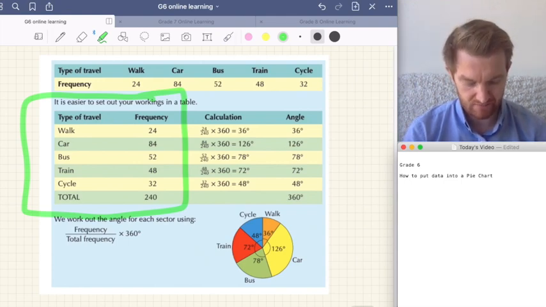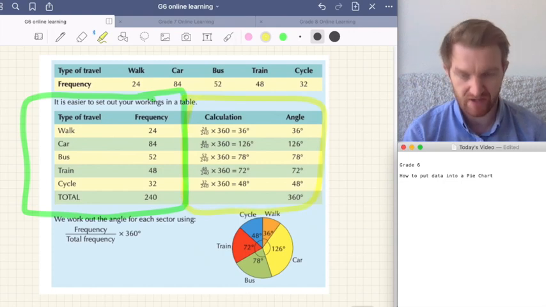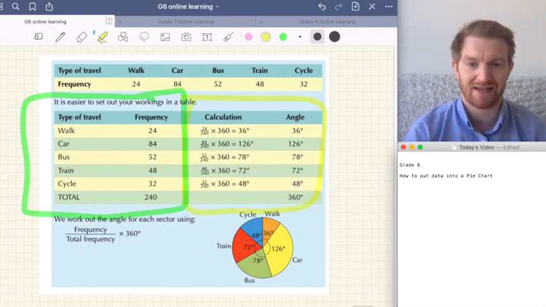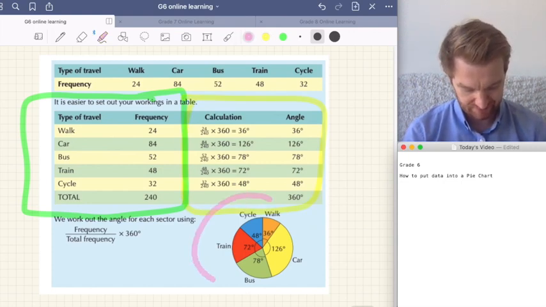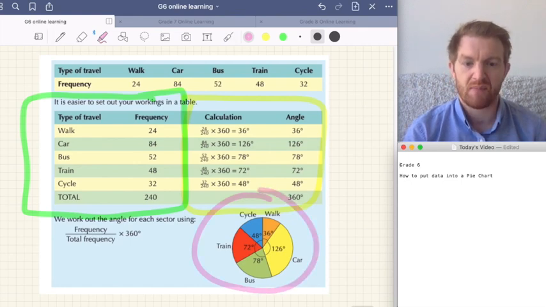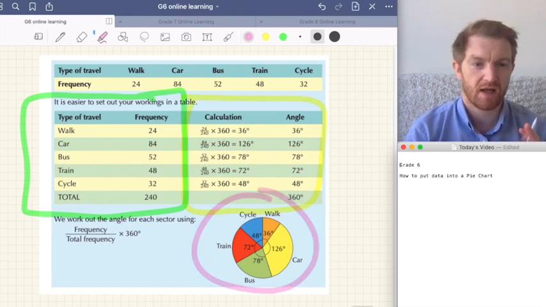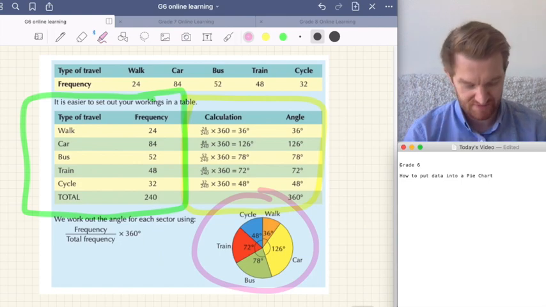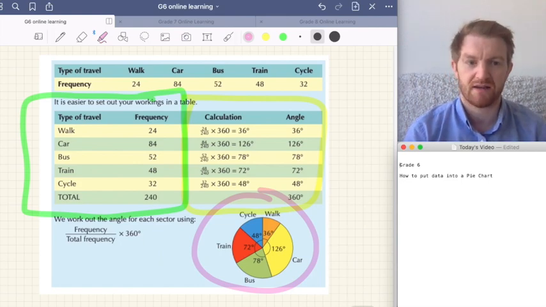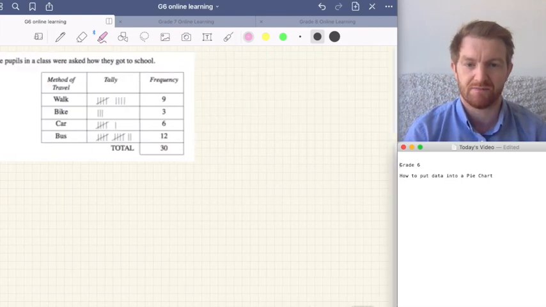And then we have this bit here, which is what I'm going to show you how to do today, which is how to calculate the angles, and then finally how to finish up with a pie chart that looks like this. The colors are up to you. So how is that going to be broken down? Well, let's look at an example.